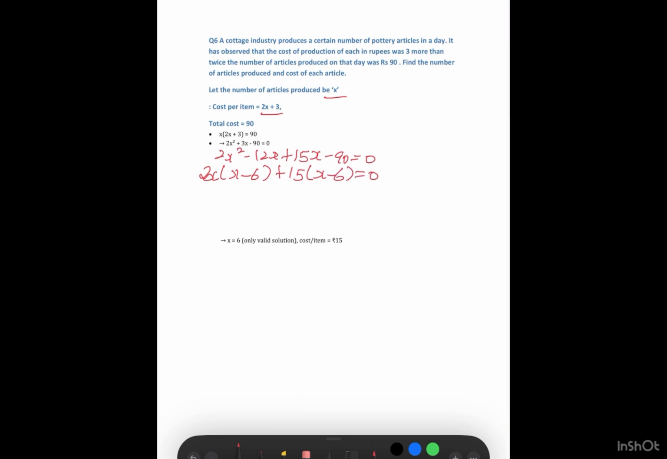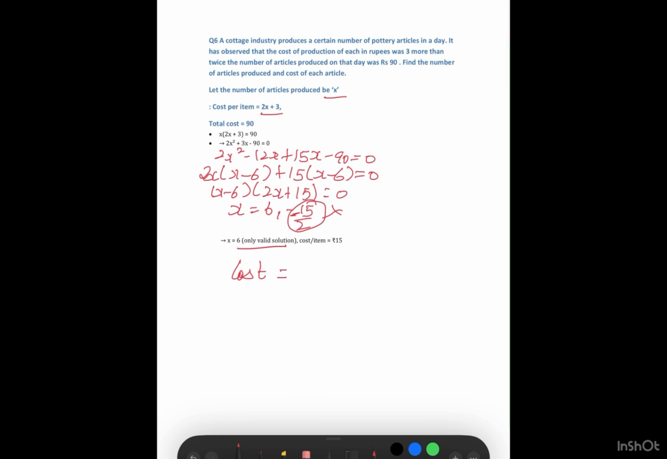The factors of 2 into minus 90, which is minus 180, such that when we add, we get plus 3. So we have chosen the factors as minus 12x and 15x. On simplifying, we'll get x is either 6 or minus 15 by 2. Minus 15 by 2 would be excluded. So the only valid value of x would be 6.